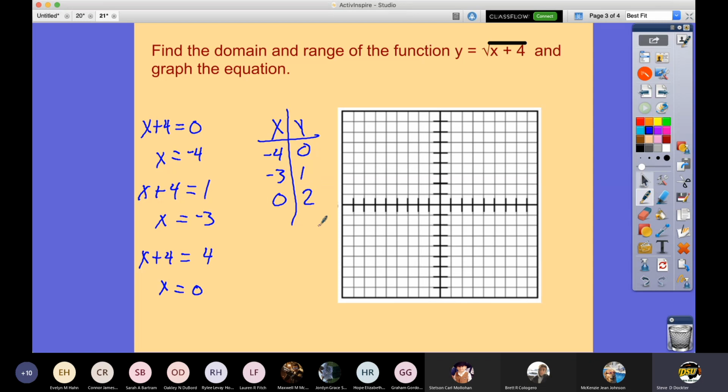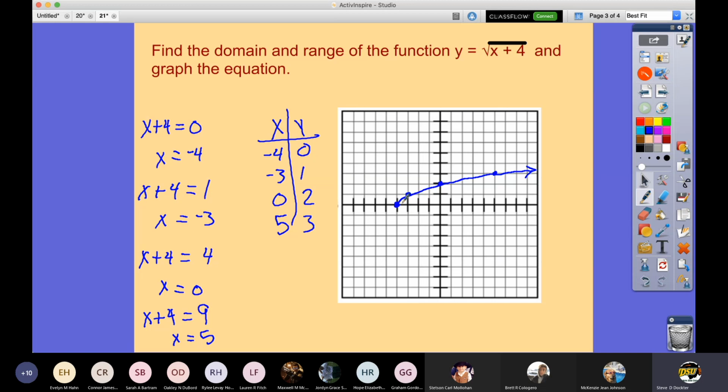Now, from there, you could stop if you wanted to. If you wanted to get one more point, we could set it equal to the next biggest perfect square, which would be a 9. Subtract the 4 over, x equals 5. So then we could go 5. 5 plus 4 is 9. Square root of 9 is 3. All right, so then we're just going to graph these out. -4, 0. -3, 1. 0, 2. 5, 3. And then we just connect the dots.